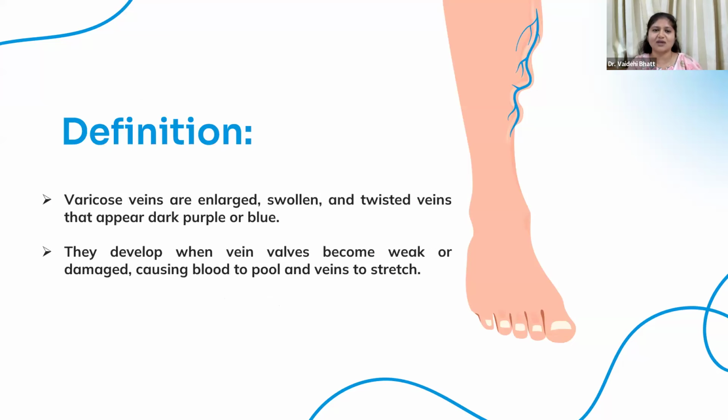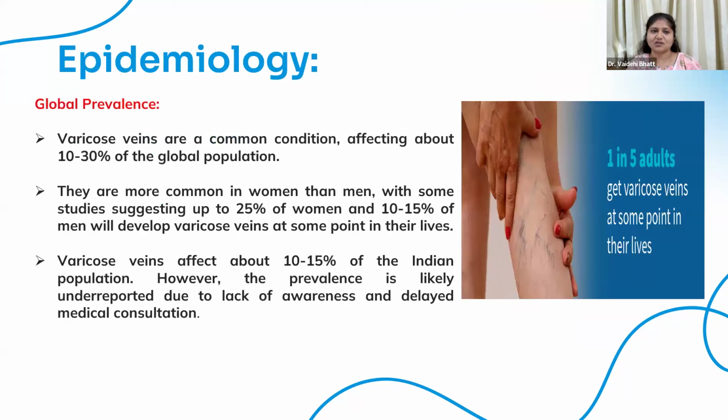So what is the definition? How can we define the varicose vein? Varicose veins are nothing but enlarged, swollen, twisted veins that appear dark purple or blue in color, and the enlarged or swollen part may be in the limbs, upper limbs, or various parts of the body. They develop when valves become weak or damaged, causing blood to pool and veins to stretch.